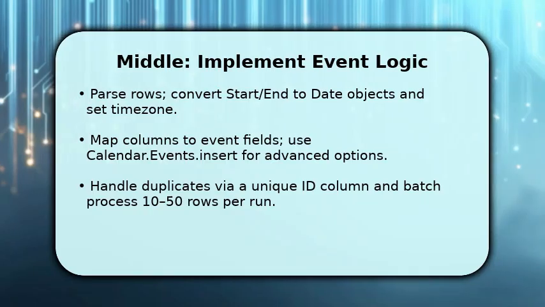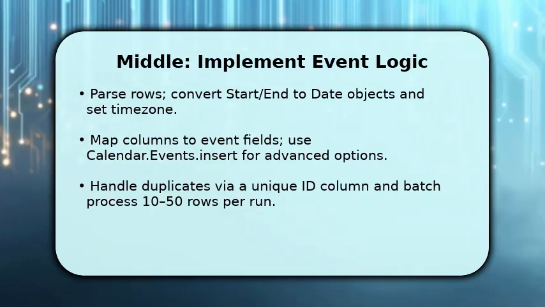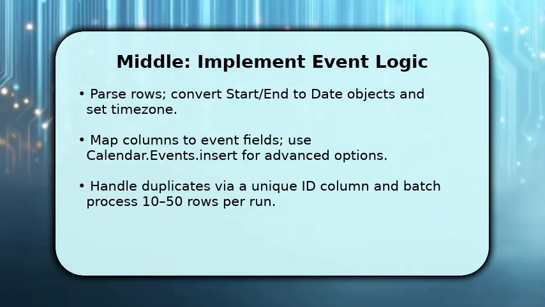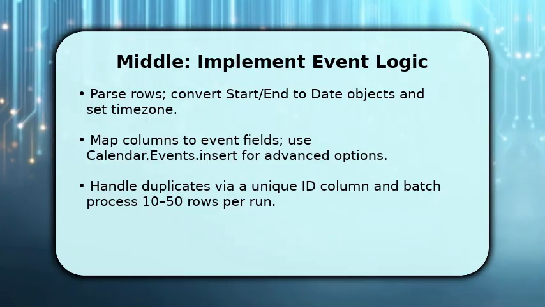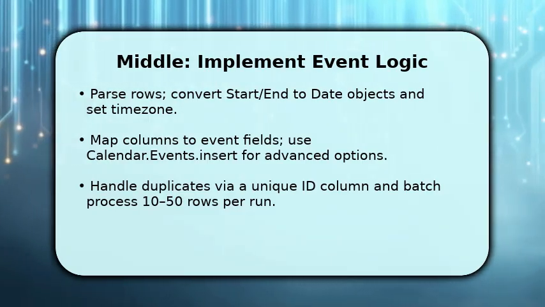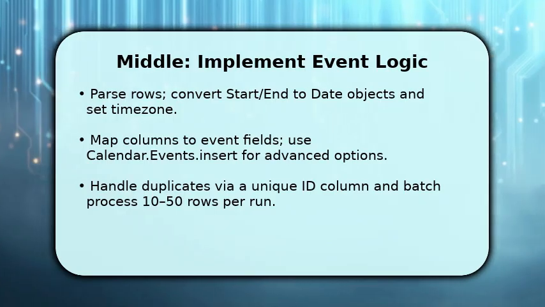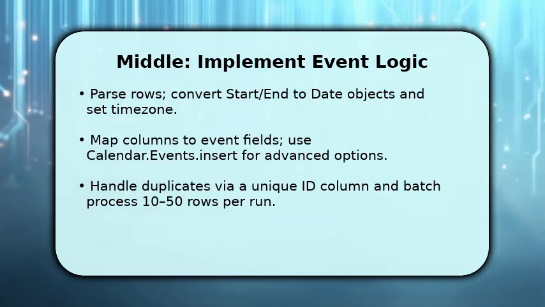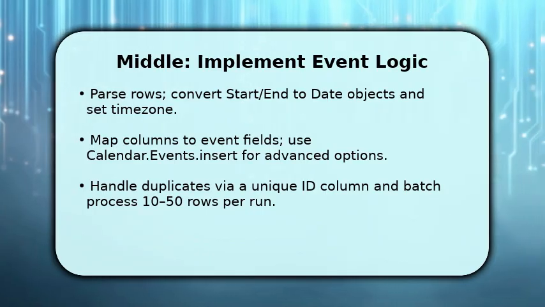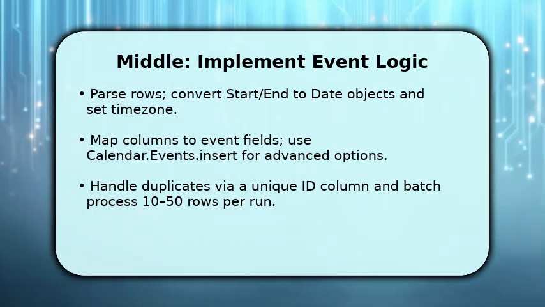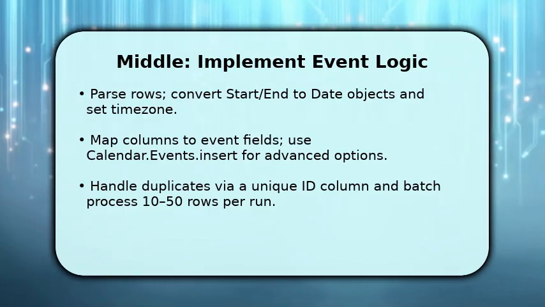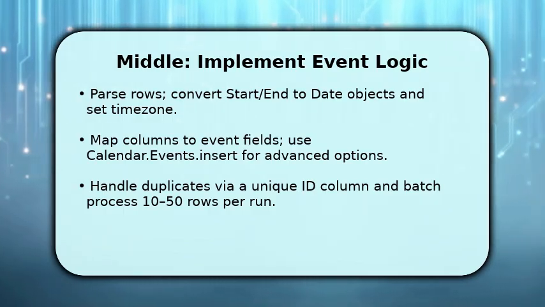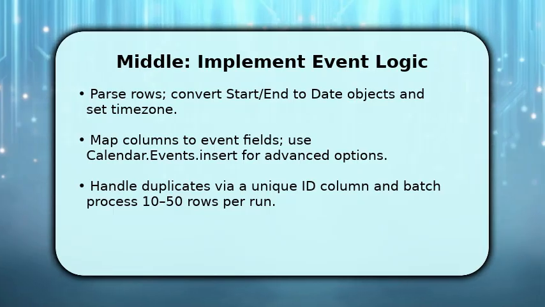Read rows, parse start and end into date objects, and enforce your time zone to avoid offsets. Then map each column to event fields: title, description, guests, and use the calendar API methods for reminders and visibility. Make sure to generate and store a unique ID per row to detect duplicates, and batch process 10 to 50 rows per execution to stay within quotas. Finally, add logger and try one sample row so you can confirm.